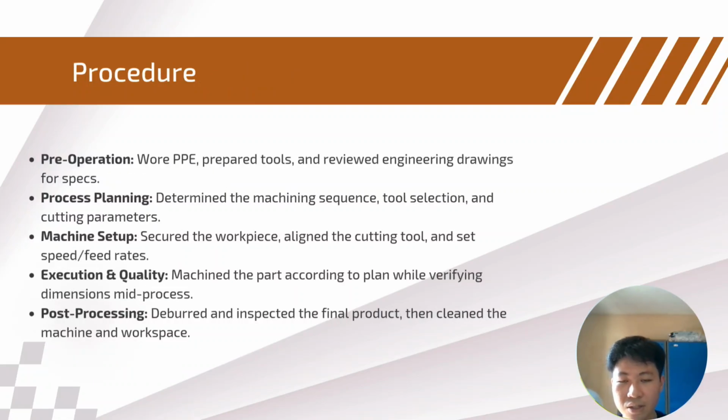And this is the procedure of doing the lab. First, we have to wear our personal protective equipment, prepare the tools, and review the engineering drawings for specs. Next, we have to determine the machine sequence, tool selection, and cutting parameters. Moving on, we have to secure the workpiece, align the cutting tool, and set the speed and feed rate. Moving on, we have to machine the part according to plan while verifying the dimensions mid-process. After processing, we have to deburr and inspect the final product, then clean the machine and the workspace.